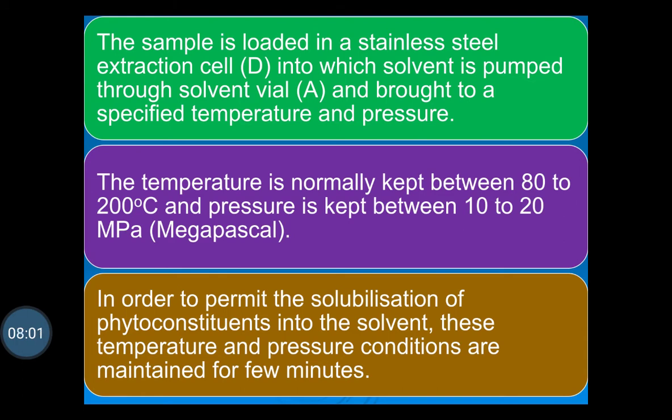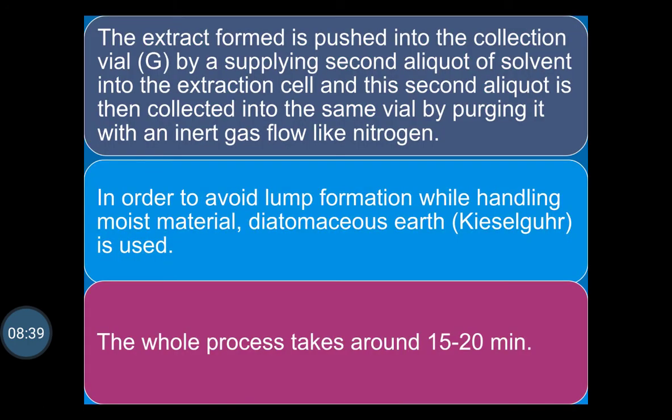So the sample is loaded in a stainless steel extraction cell into which a solvent is pumped through the solvent vial and brought to the specified temperature and pressure. The temperature is normally kept between 80 to 200 degrees Celsius, and the pressure is kept between 10 to 20 megapascal. In order to permit the solubilization of the phytoconstituents into the solvent, these temperature and pressure conditions are maintained for a few minutes so that the extraction of the phytoconstituents can take place from the crude drug.